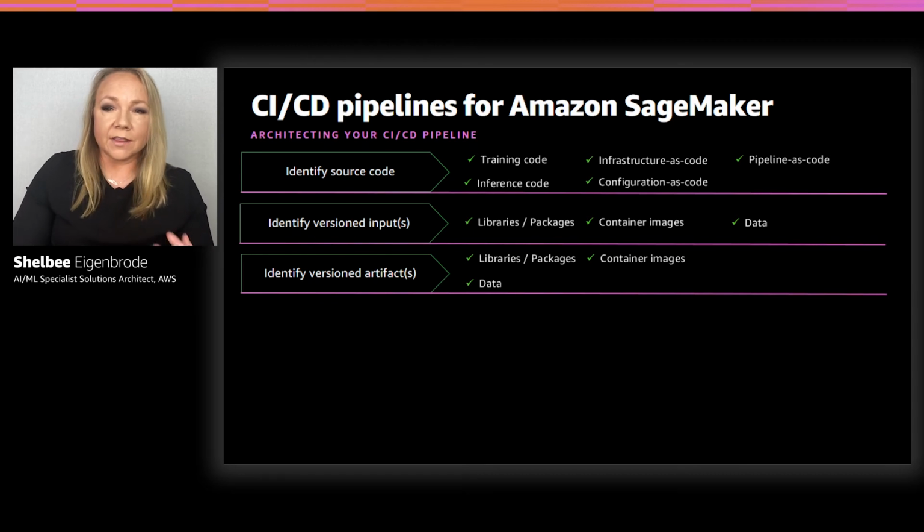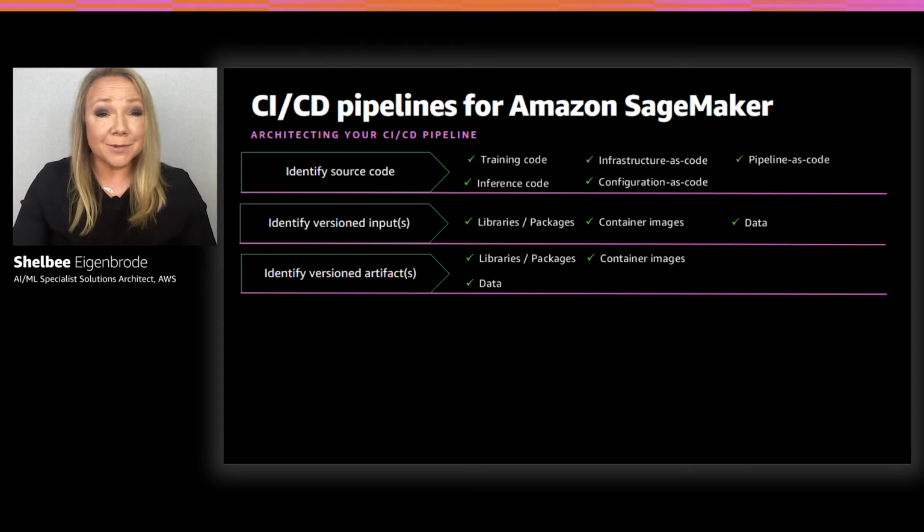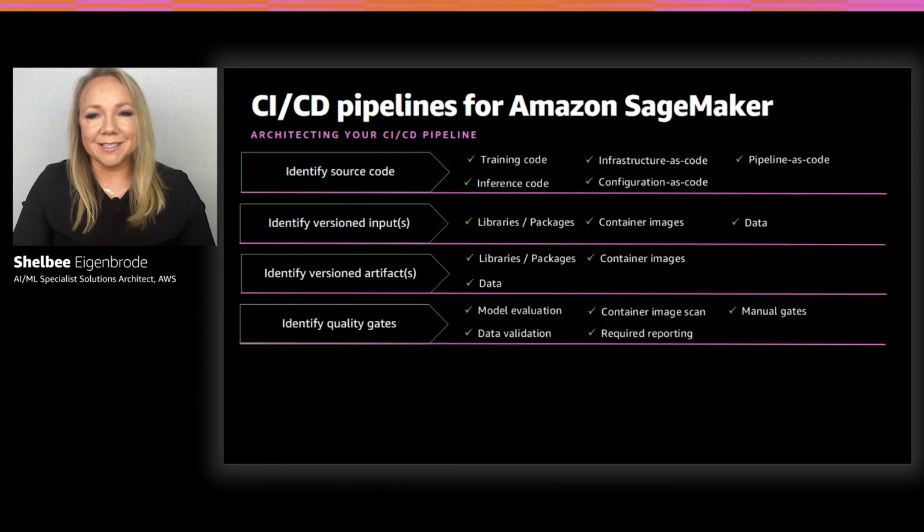Next, we should identify the quality gates that we want and are sometimes required to incorporate in our pipeline. So some quality gates are common across pipelines, so things like training metrics or performing data validation, but others can really be driven based on company or industry-specific needs.